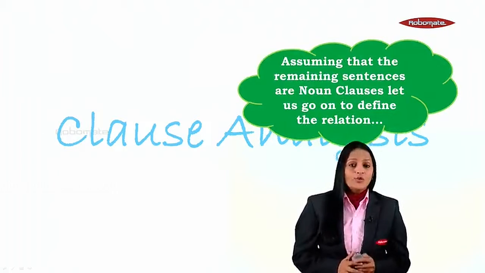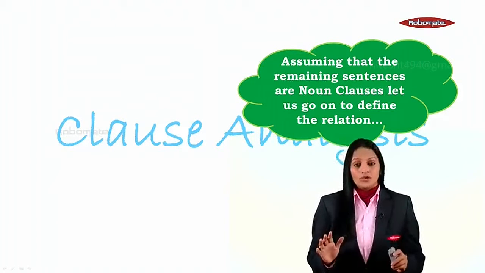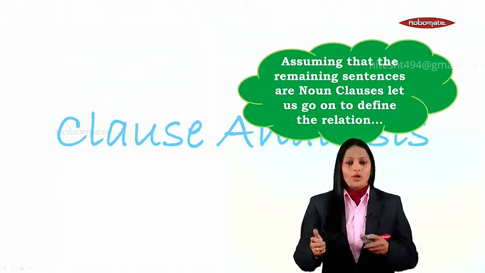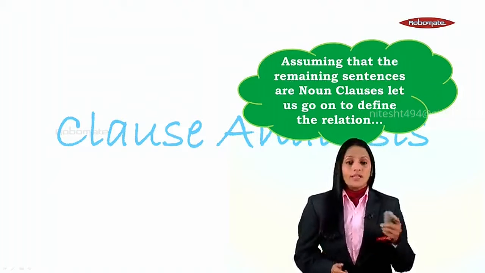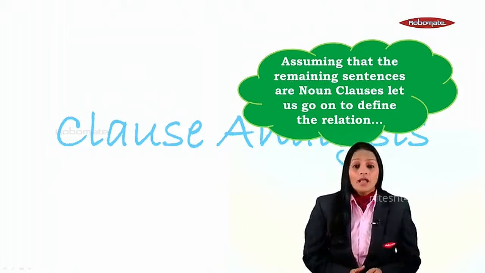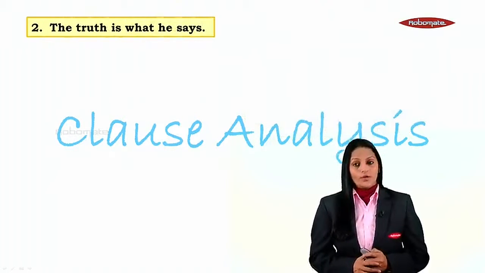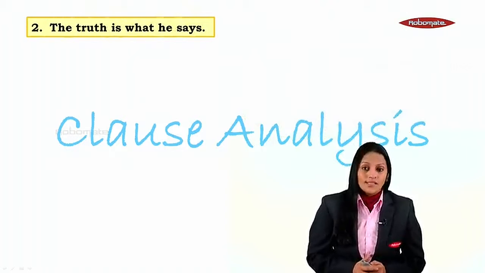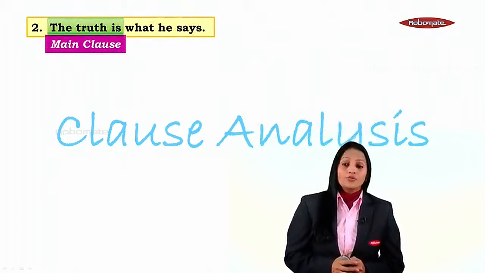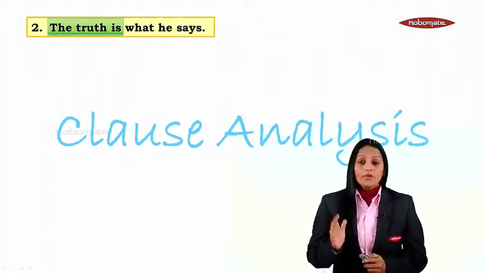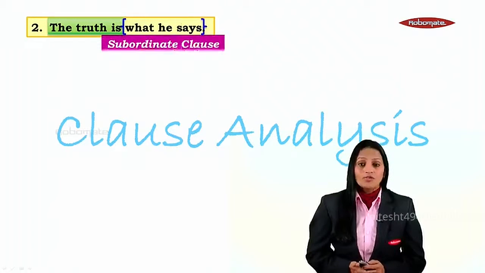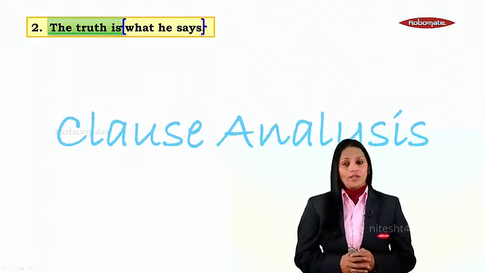Next. Now, assuming that the remaining sentences are noun clauses, we are not going to go into main clause, subordinate clause, how to ask the question and get the noun clause. We assume all of them are noun clauses. Now, we go on to define the remaining relations. Okay. Now, the truth is what he says. So, we know that the truth is the main clause. Why? Because the subordinate clause starts from what. So, what he says is the subordinate clause.